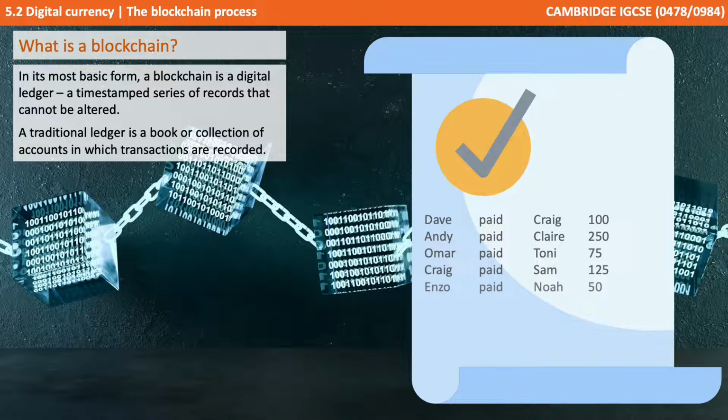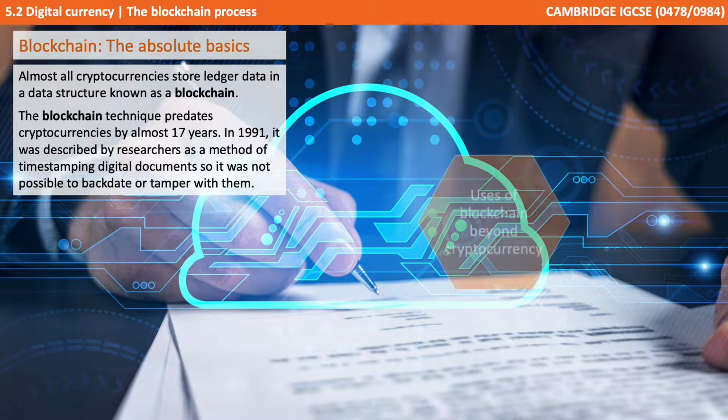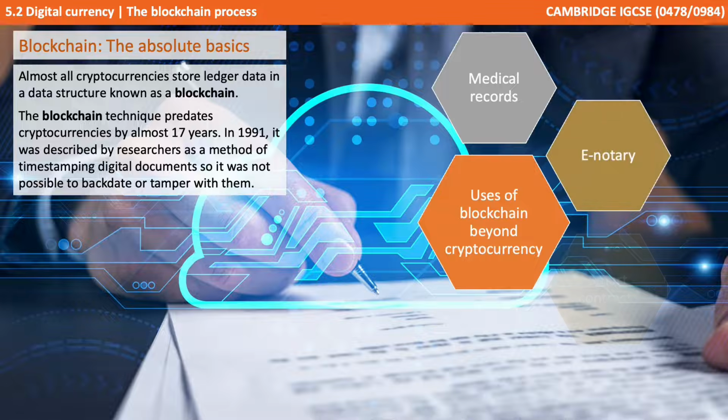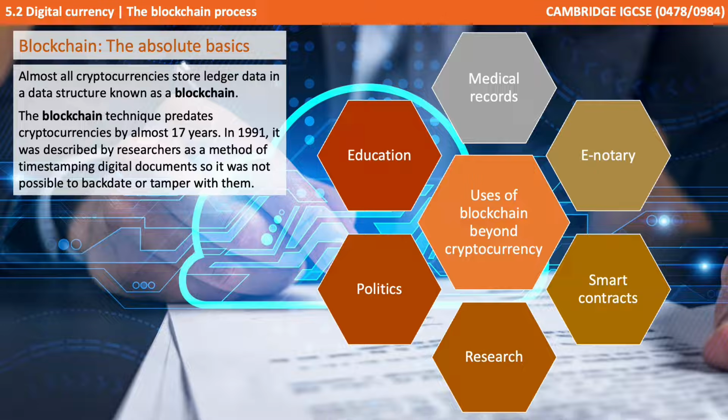In its most basic form, a blockchain is a digital ledger that is a time-stamped series of records that cannot be altered. A traditional ledger is simply a book or collection of accounts in which transactions are recorded. Almost all cryptocurrencies store their ledger data in a data structure known as a blockchain. Now, the blockchain technique predates cryptocurrencies by almost 17 years and was described by researchers in 1991 as a method to timestamp digital documents so that it was not possible to backdate them or tamper with them.